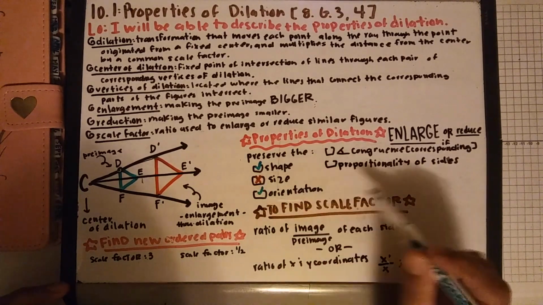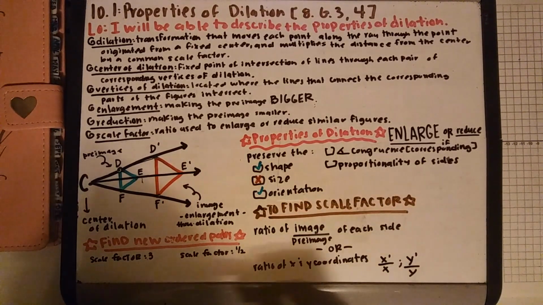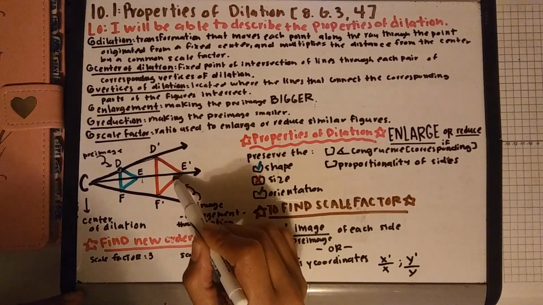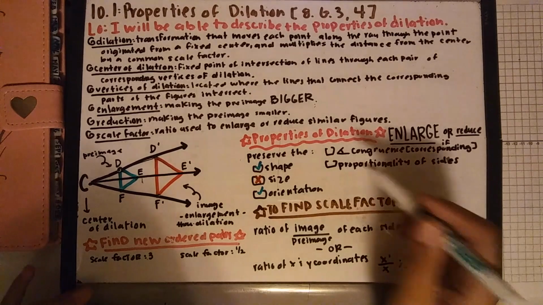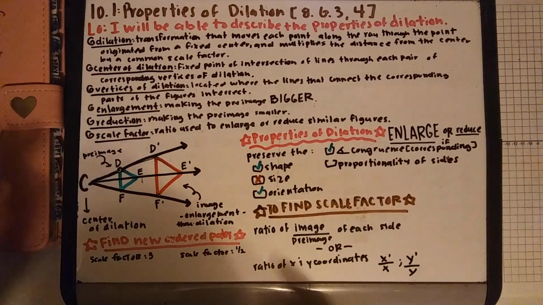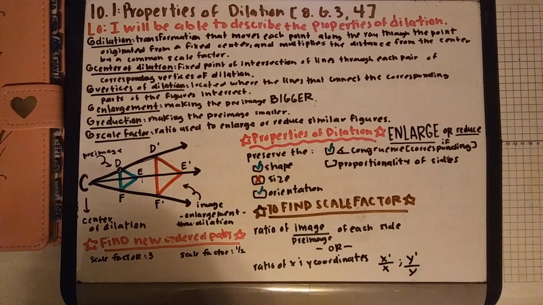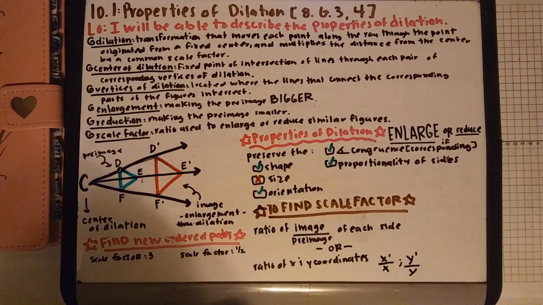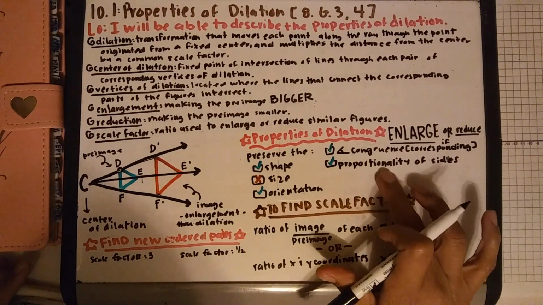And then we have angle congruence. So corresponding angles, like this angle equals that angle, and this angle is going to be equal to that angle. And then proportionality of sides. So again, the sides of the figure are not going to be the same. Either they're going to be smaller or bigger, but they're proportionally bigger or smaller. So we'll go over that over here. We actually go over this connected to this.